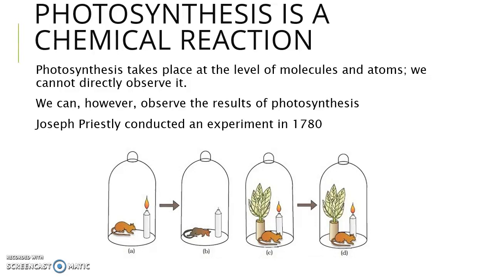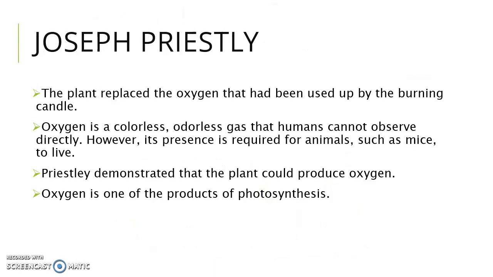Okay, so plants are relying on the animals for CO2. The animals are relying on the plants for oxygen. Okay, they need each other. It's essential that they have one another. Okay, more about the Joseph Priestley experiment. The plant replaced the oxygen that had been used by burning the candle. Oxygen is a colorless, odorless gas that humans cannot observe directly. However, its presence is required for animals such as mice to live. Priestley demonstrated that the plant could produce oxygen. Oxygen is one of the products of photosynthesis. Also, the other product, or the output, is glucose.